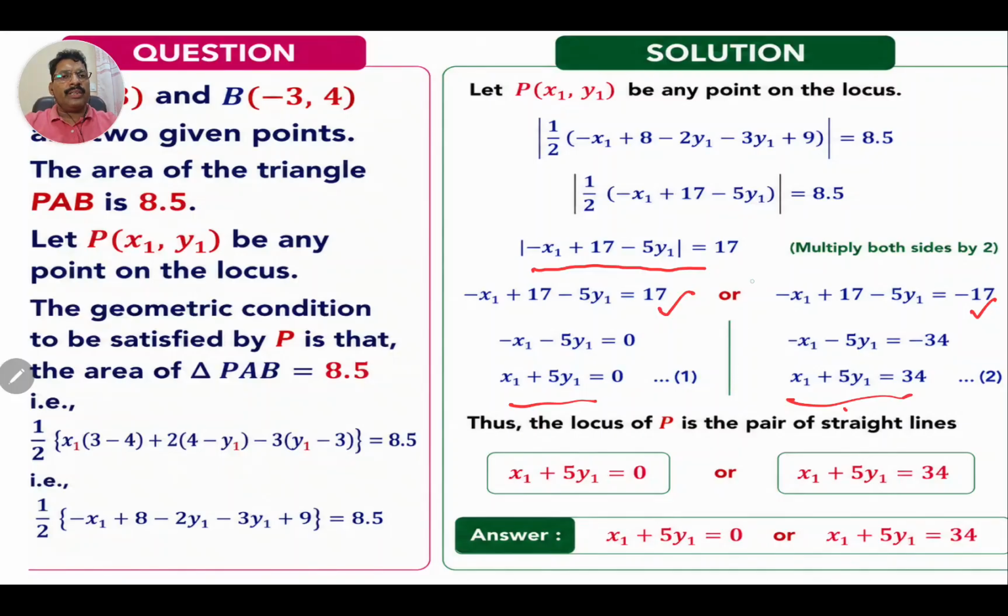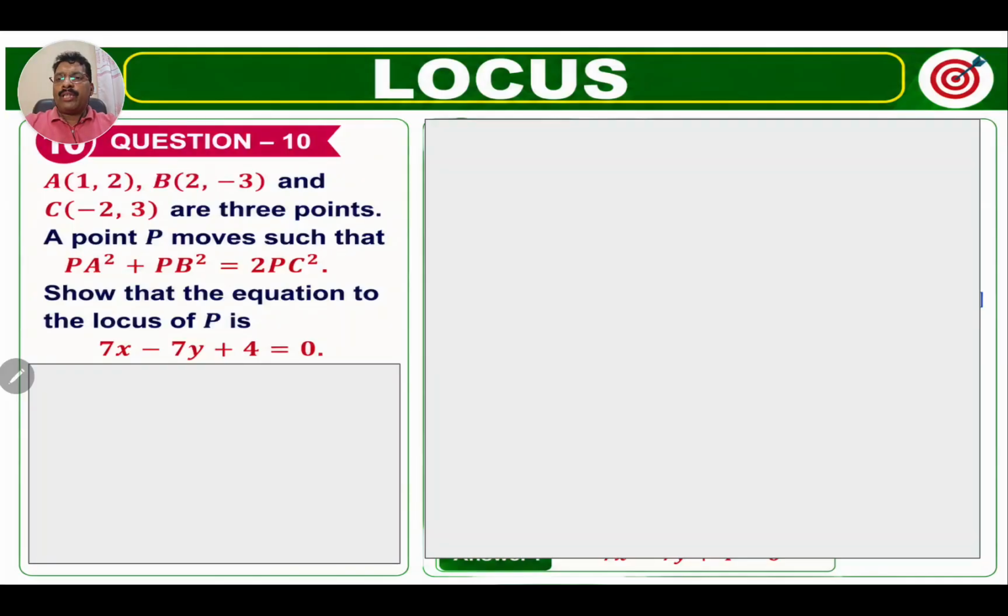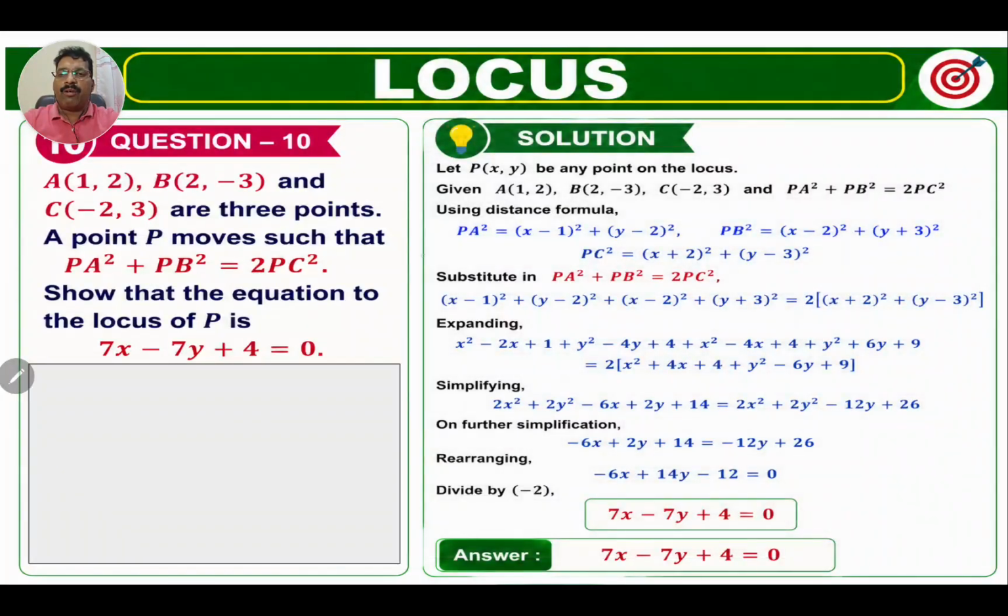So one more important question, we go for the next question. See, A(1, 2), B(2, -3) and C(-2, 3) are 3 points. A point P moves such that PA square plus PB square is equal to 2PC square. Show that the equation to the locus of P is 7x minus 7y plus 4 equal to 0. So in this question, the geometric condition is already given. Here no need to write the geometric condition. So directly, let P(x1, y1) be any point on the locus, first point. After that, the given geometrical condition is PA square plus PB square is equal to 2PC square.